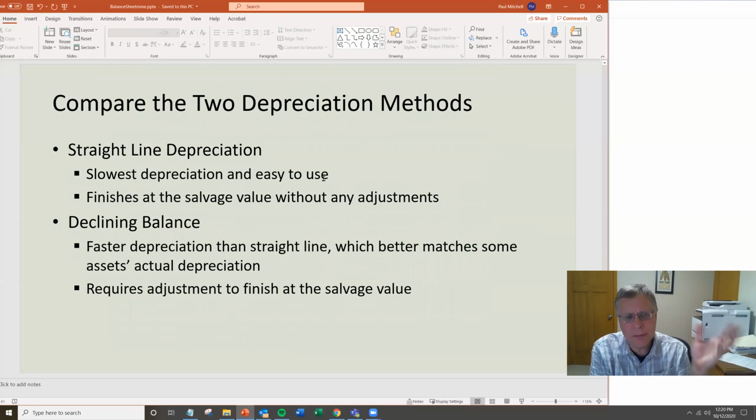So what you'll see here, I'm going to compare the two methods quickly. The straight line depreciation is the slowest, but it's easiest to use. It finishes right at the salvage value without any adjustments. Declining balance rapidly depreciates the asset much more quickly than straight line, which better matches a lot of assets out there. But it requires some sort of adjustment to finish at the salvage value. It just doesn't work at the salvage value. It goes below it if it's a positive salvage value, or it never gets there if you have a zero salvage value. So you've got to make some sort of adjustments.